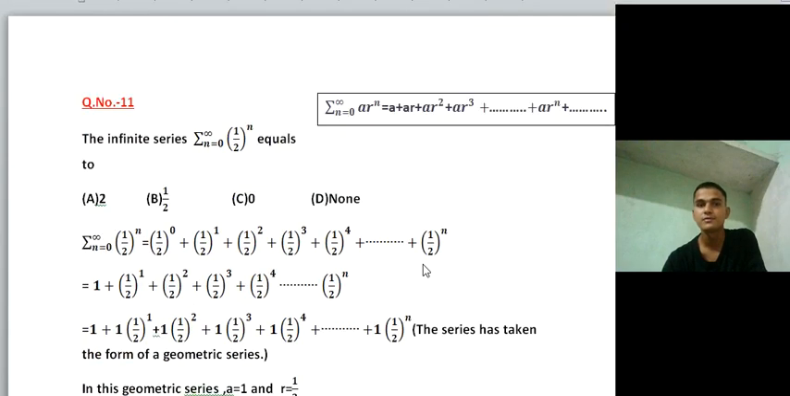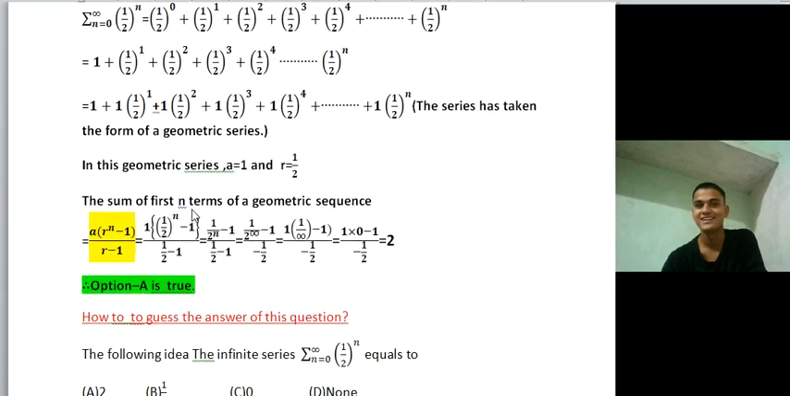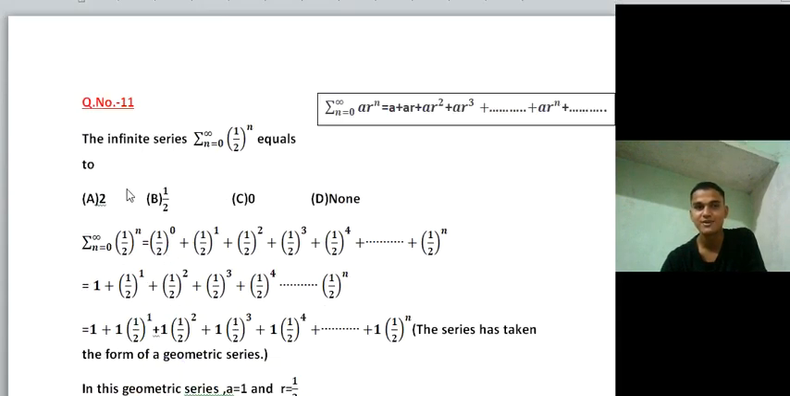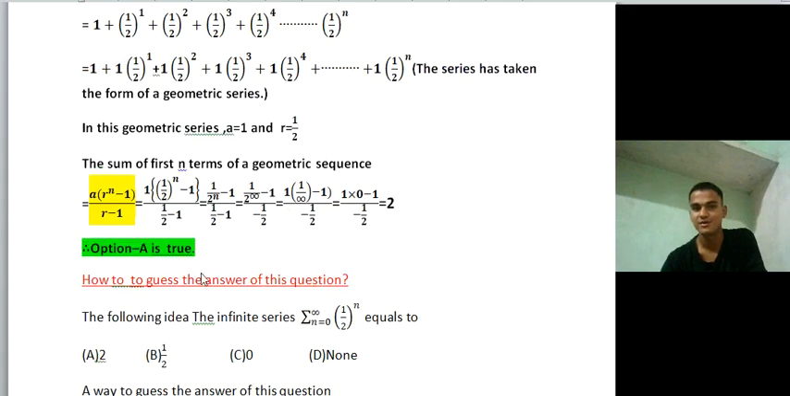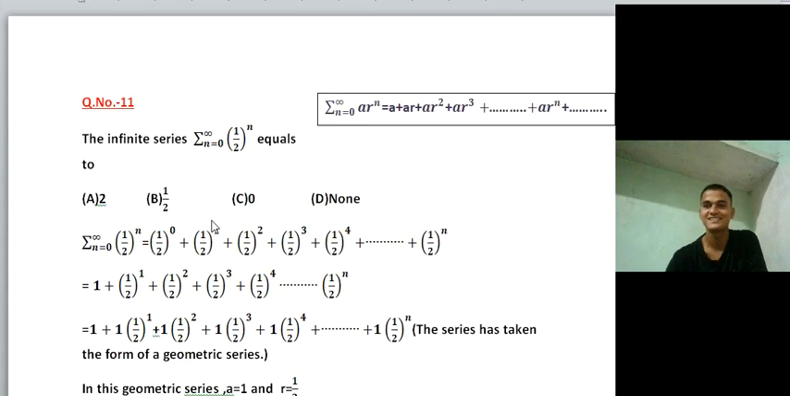Okay, so you can also guess the answer of this question. So this is 2, so option A is true. Option A is true. I will tell you how you will guess.